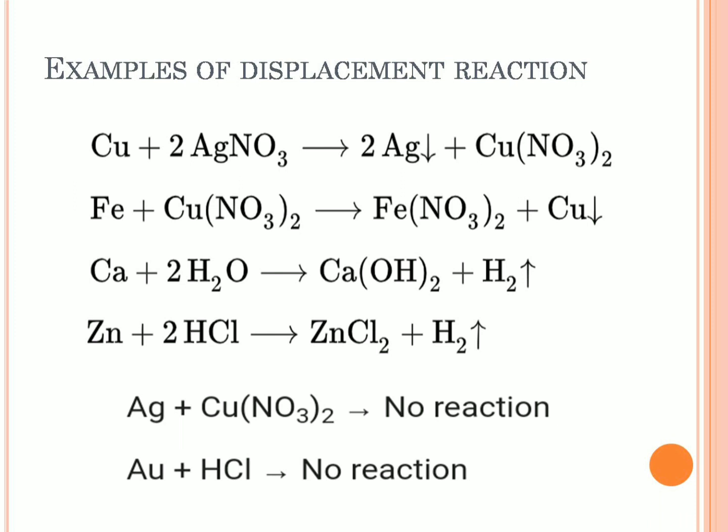Here the element silver is given which has to react with copper nitrate. But in the activity series of metals, silver is placed below copper. So silver is less reactive than copper. So that's why silver cannot displace copper from copper nitrate solution and hence no reaction can occur.